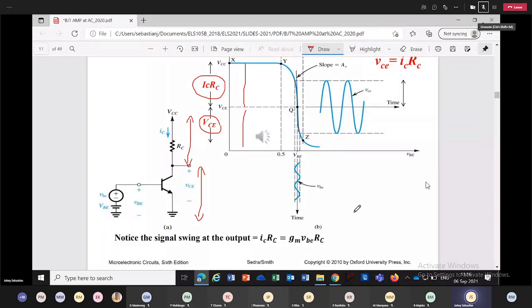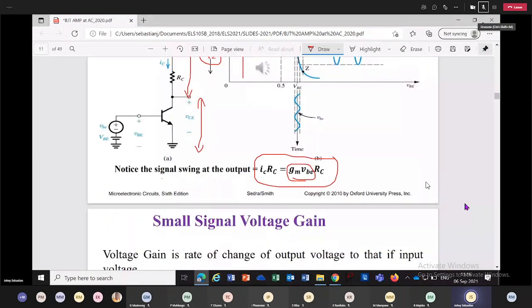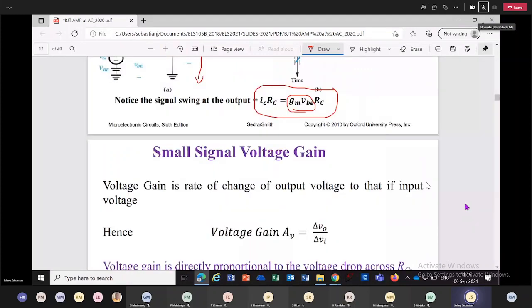The second point is the signal swing at the collector is small ic times RC. Small ic is GM vbe. So always the signal swing is GM, vbe, RC. This is where we stopped in the previous session last week.